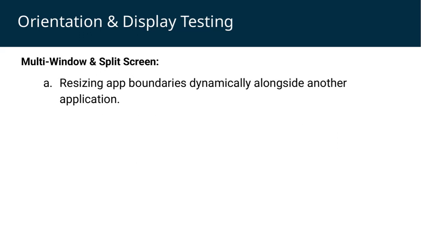Let's talk about multi-window and split-screen features. These let us resize app boundaries dynamically, so two applications can share the screen smoothly. It's a powerful way to boost productivity and multitasking. But to get it right, we need thorough orientation and display testing, making sure everything looks and works perfectly, no matter how the screen is divided or rotated. This ensures a seamless experience across devices and use cases.